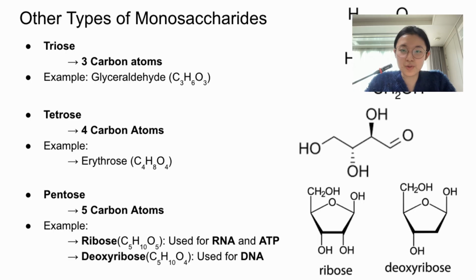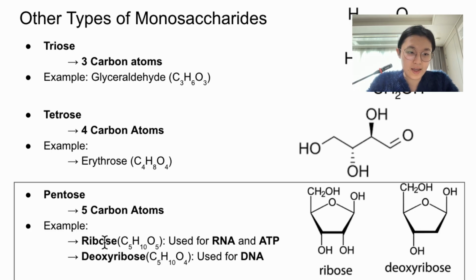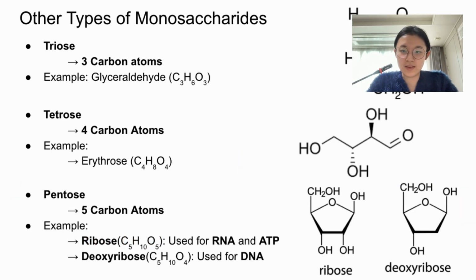We have tetrose, which contains 4 carbon atoms, an example being erythrose, which is involved in carbohydrate metabolism and biosynthesis pathways. We also have pentose, and this is something that we should have looked at earlier on, and this contains 5 carbon atoms. Mainly 2 pentose sugars are especially significant, and this is the ribose sugar, which has the chemical formula of C5H10NO5, and it's a component of RNA and ATP.